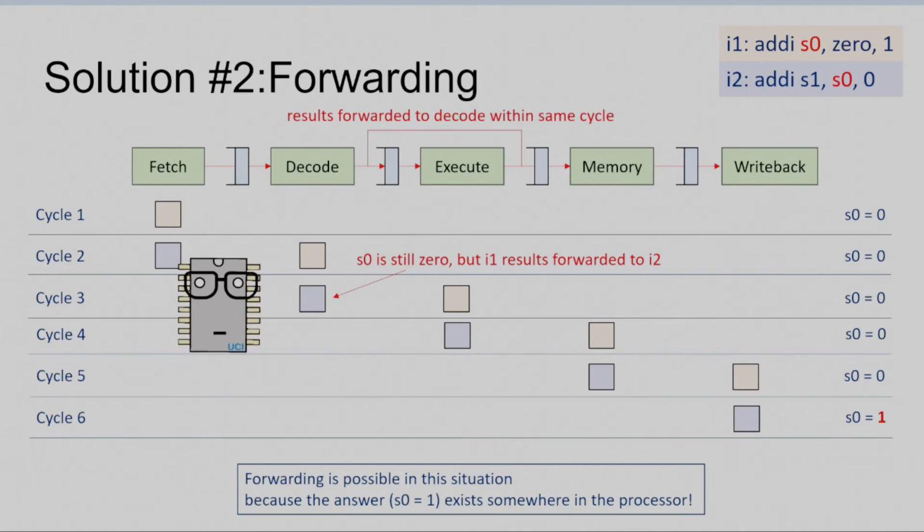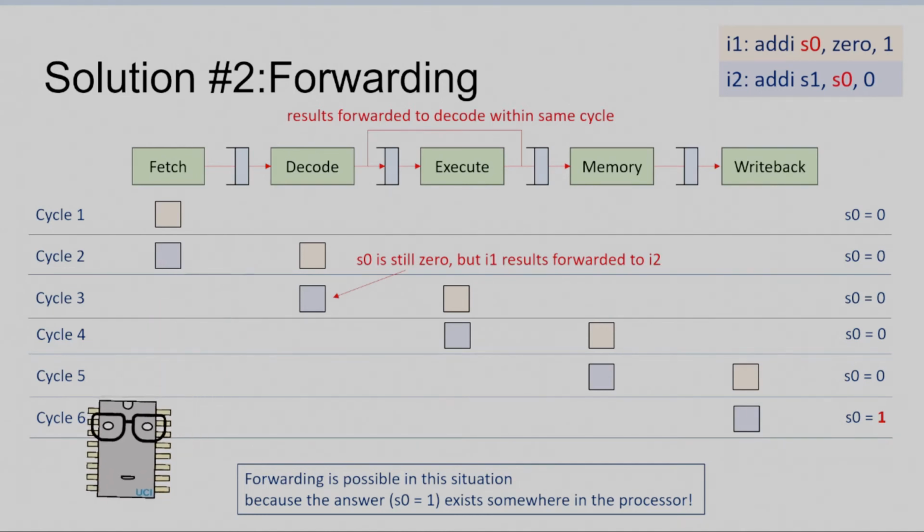And this is going to be kind of important, this fact that forwarding is possible only when the answer exists somewhere in the processor, because it's going to come up with the next type of forwarding.